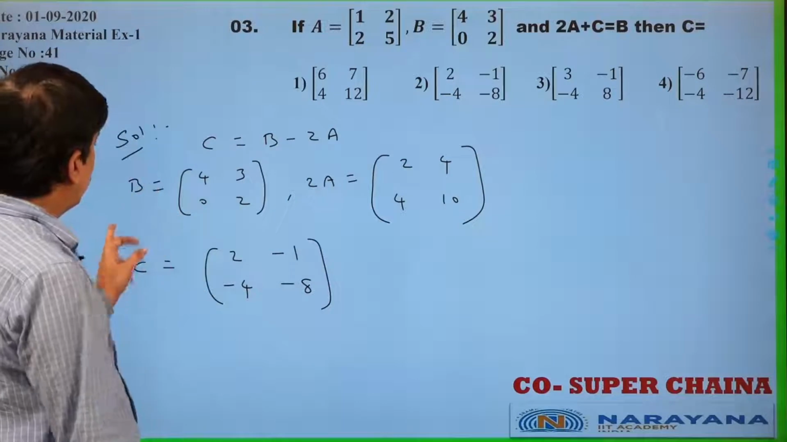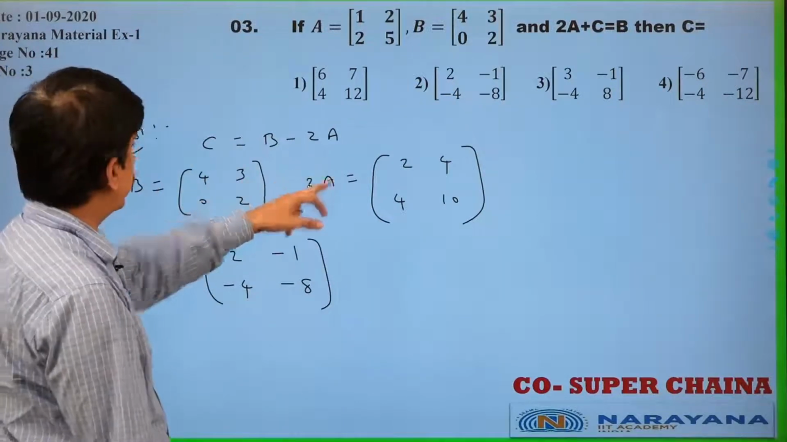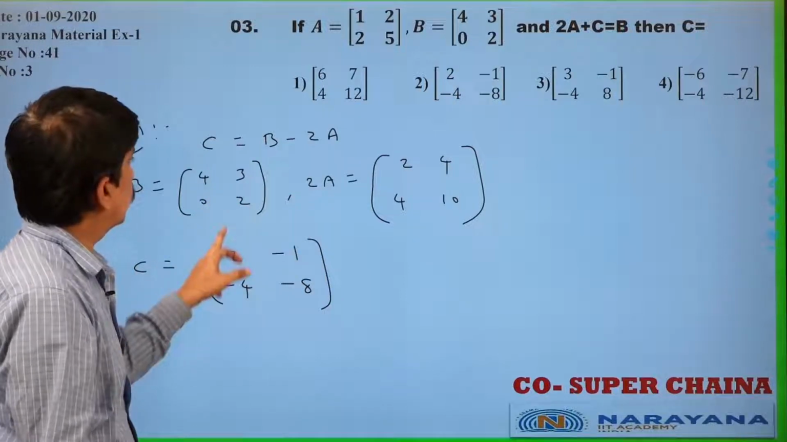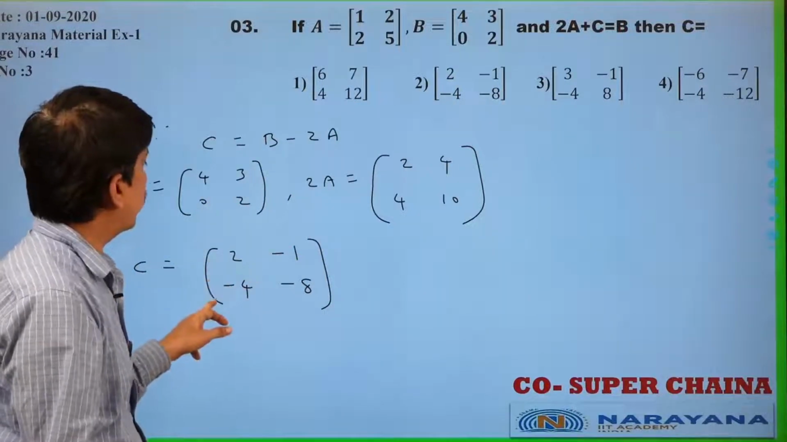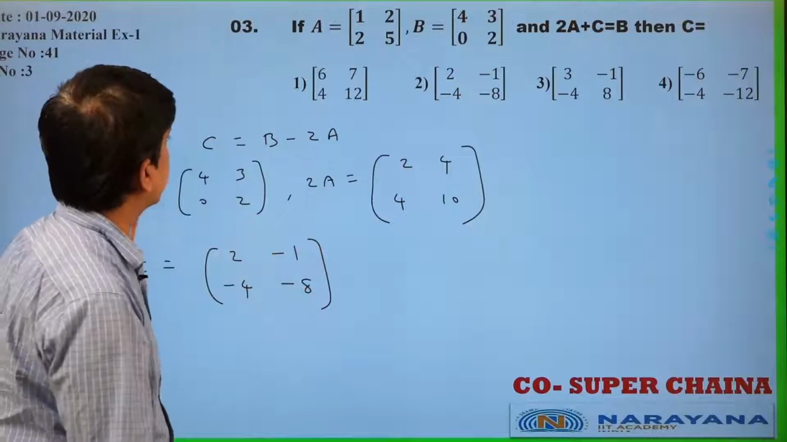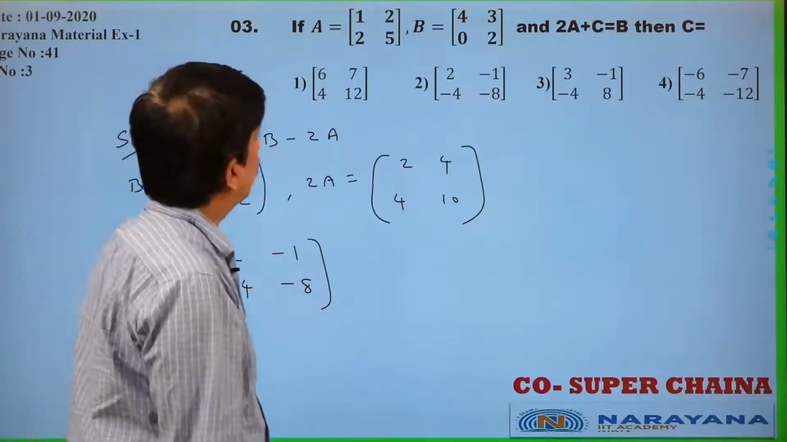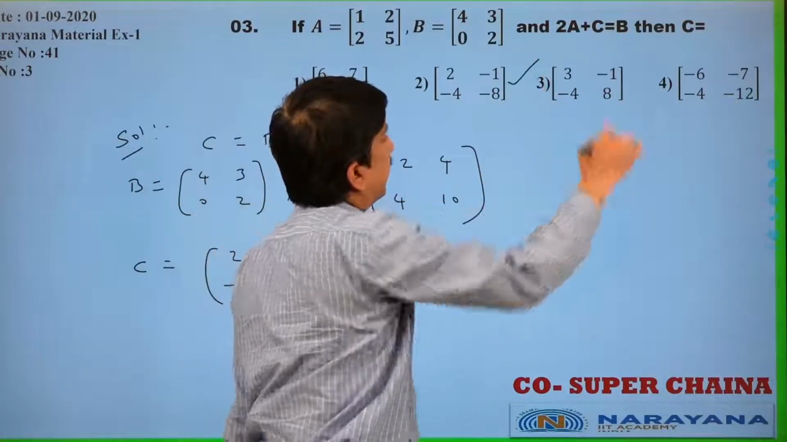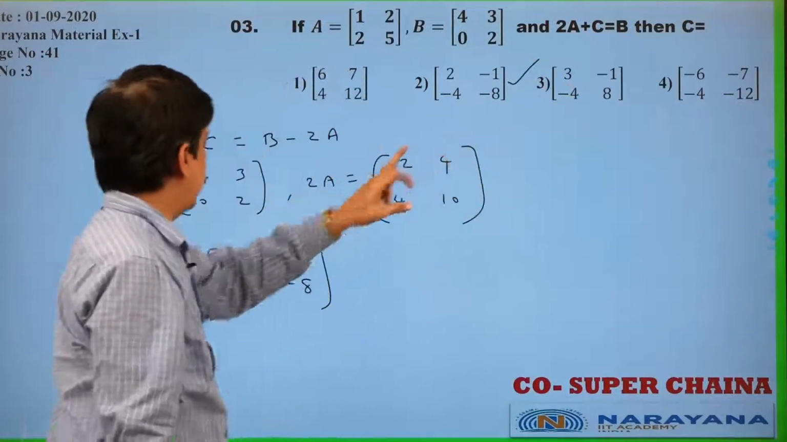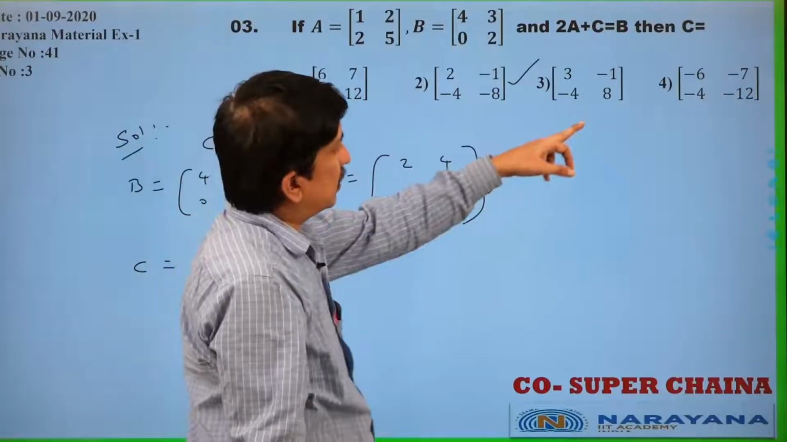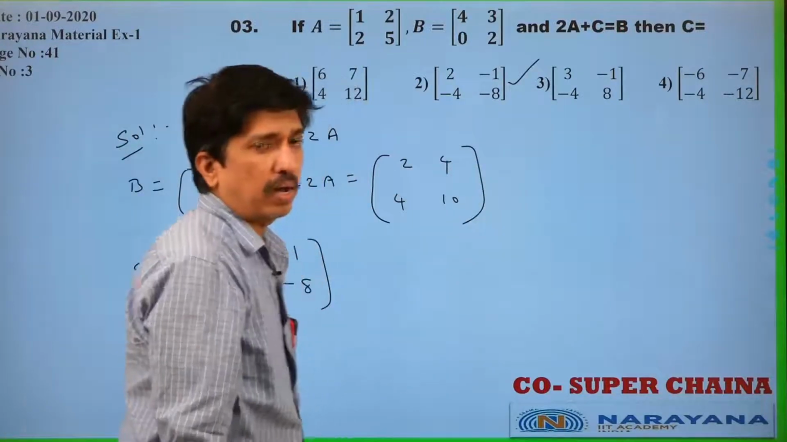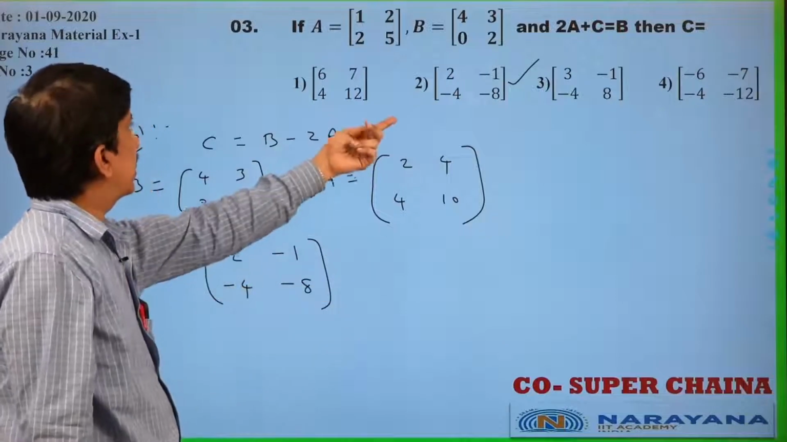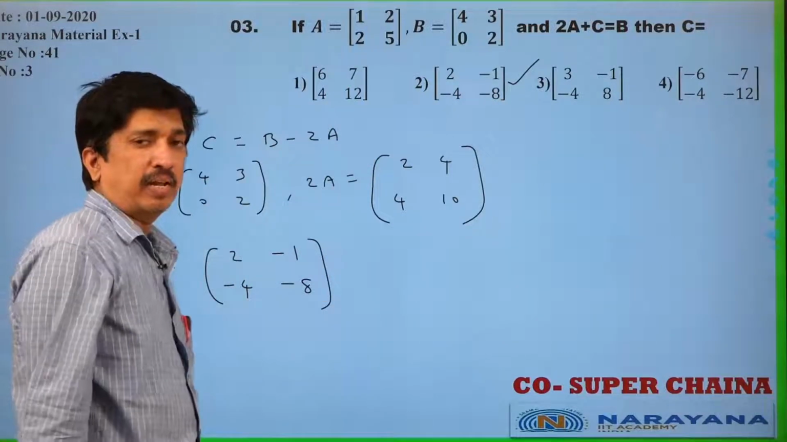Now once you observe that one, C equals B minus 2A only. This is B, this is 2A: 4 minus 2, 2; 3 minus 4, minus 1; 0 minus 4, minus 4; 2 minus 10, minus 8. The first option is absolutely wrong. 2, minus 1, minus 4, minus 8, yes, it is there. That is the right answer. The other options, 3, minus 1, minus 4, minus 8, minus 6, minus 7, minus 4, minus 12, are wrong. 2, minus 1, minus 4, minus 8 is the right answer. That is the final answer.